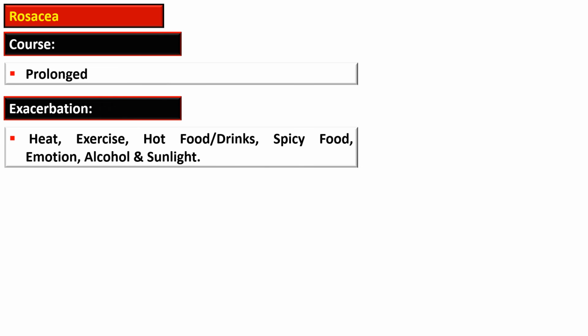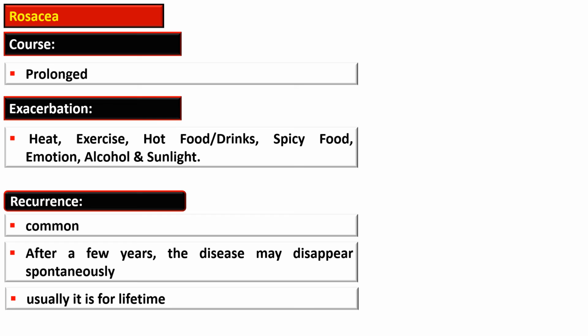Rosacea has a prolonged course, and it is exacerbated by heat, exercise, hot food or drinks, spicy food, emotional stress, alcohol, and sunlight. Recurrence of rosacea is common, and the disease may disappear spontaneously after a few years, but usually this disease is for lifetime.